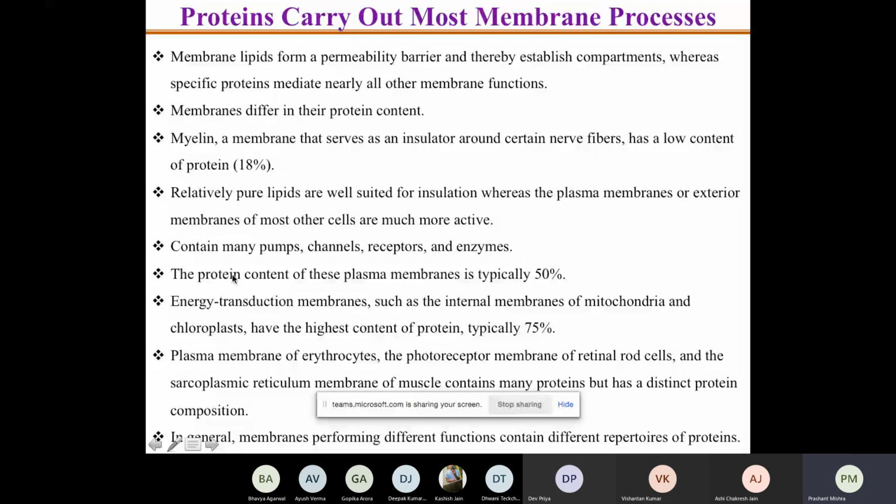Now, coming to the energy transducing membranes, as I have discussed, the mitochondrial membrane or chloroplast membrane have an energy transduction function, where you will find that a lot of the membrane is made up of protein. That function is to perform some reaction, so there is a lot of enzyme present in mitochondria to perform such functions. Now, the plasma membrane of erythrocyte, photoreceptor membrane of retinal rod, and other membranes of muscle contain many proteins, but have a distinct protein composition.